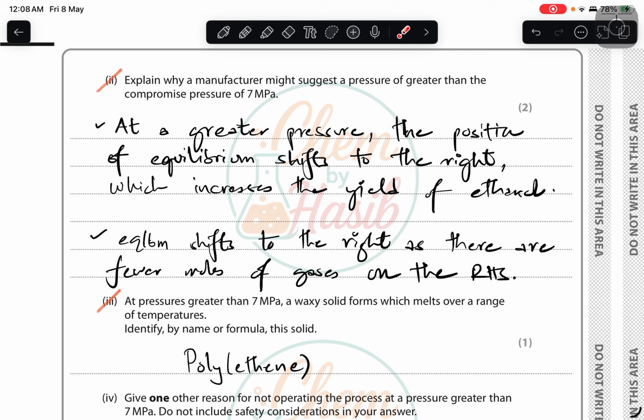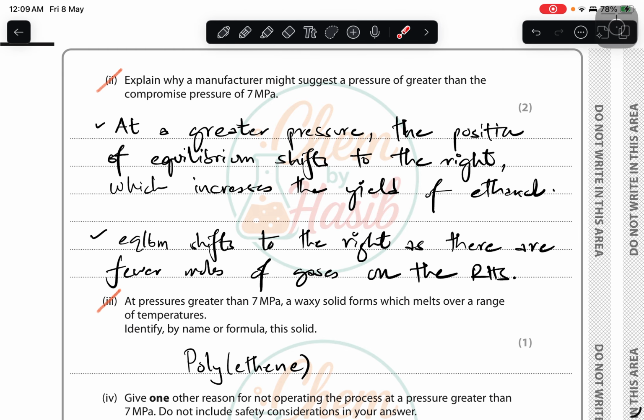Whenever it says a solid melting over a range of temperature, you should know that it's a polymer, because polymers don't have a fixed melting temperature. Because polymers have very long carbon chains, they soften over a range of temperatures, or melt over a range of temperatures. Whenever they talk about a solid melting over a range of temperatures, you should know that they're talking about a polymer.